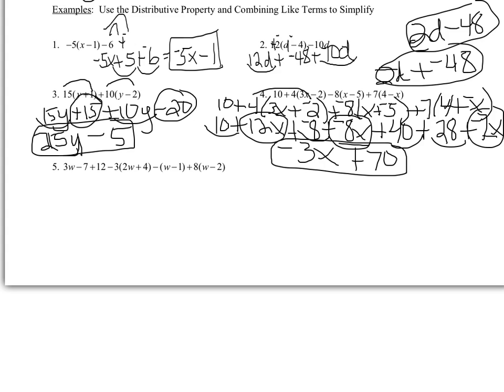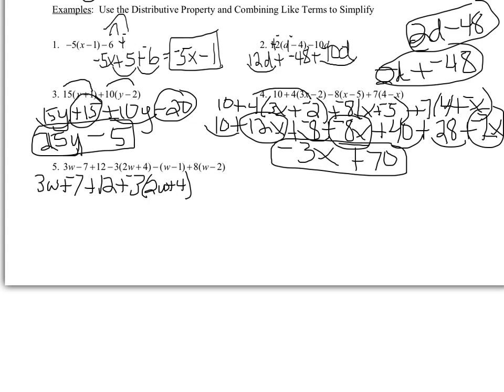Okay, so number 5. Here's another one where I have a lot of parentheses, so I'm going to go through and change all my subtraction to addition. So I know it's all addition. I could do the commutative property and move things around if I need to. All right, so we're going to make this 3w plus a negative 7. That plus 12 stays the same. Minus 3 is going to become plus a negative 3 times that 2w plus 4.